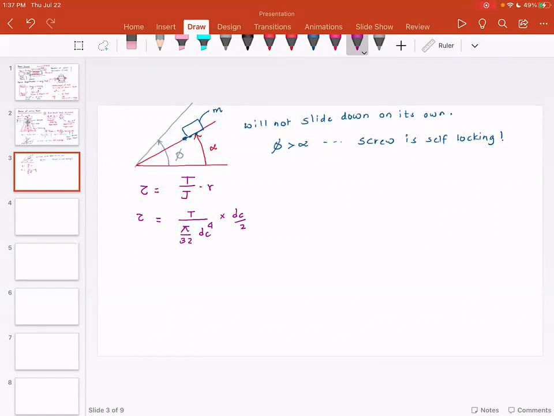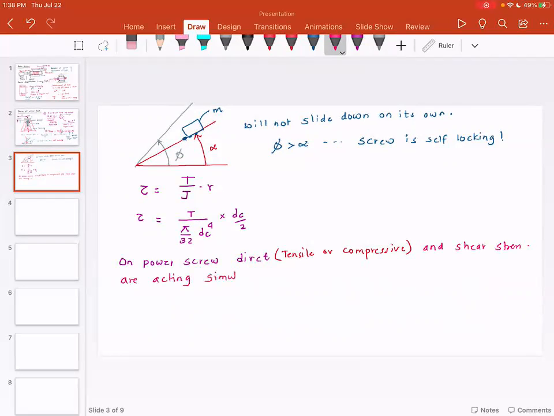Now, here is the case. On a power screw, direct stresses, which could be tensile or compressive, and shear stresses are acting simultaneously, so they will give rise to principal stress and maximum shear stress.